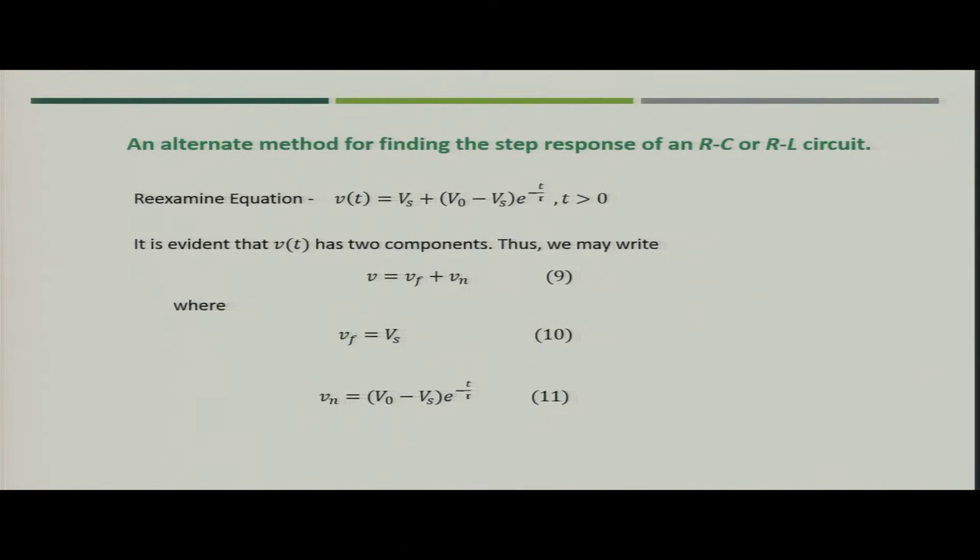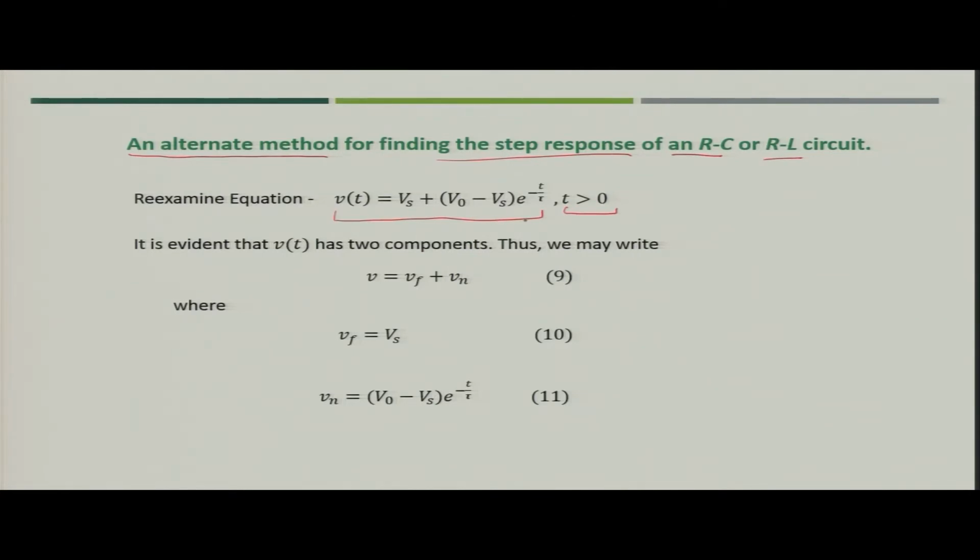Now, there is an alternate method for finding the step response of either an RC or RL circuit, because it is applicable in both types of circuits. Let us see what we derived for the voltage across the capacitor: V(t) is nothing but Vs plus (V naught minus Vs) times e to the power minus t by tau, for any time t greater than 0.